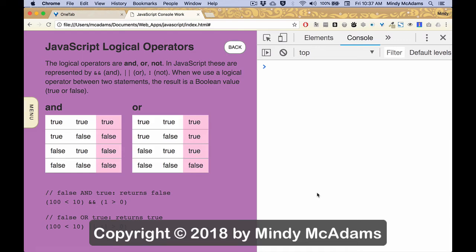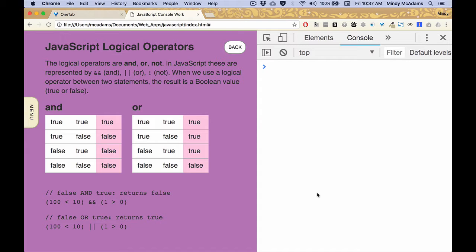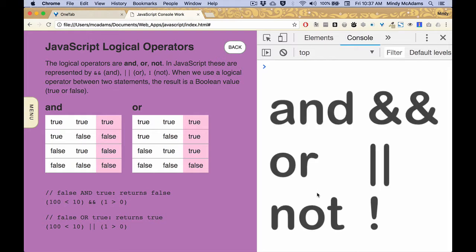We are going to continue with Booleans, true and false, by looking at the logical operators. There are three logical operators. They are and, or, not. So those are the three. And we'll talk about not in the next video. In this video, we'll just talk about and or.